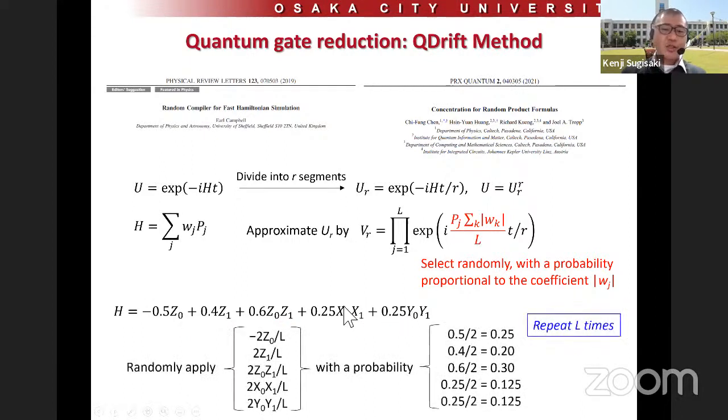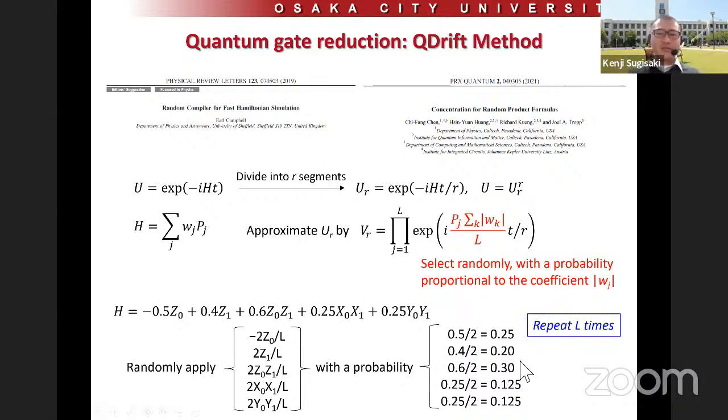In this case, we randomly apply one of the 5 operators with a probability proportional to the coefficient. So in this case, we apply -2 times Z0 over L with a probability 0.25, and also apply 2 times Z1 divided by L operator with a probability 0.20.